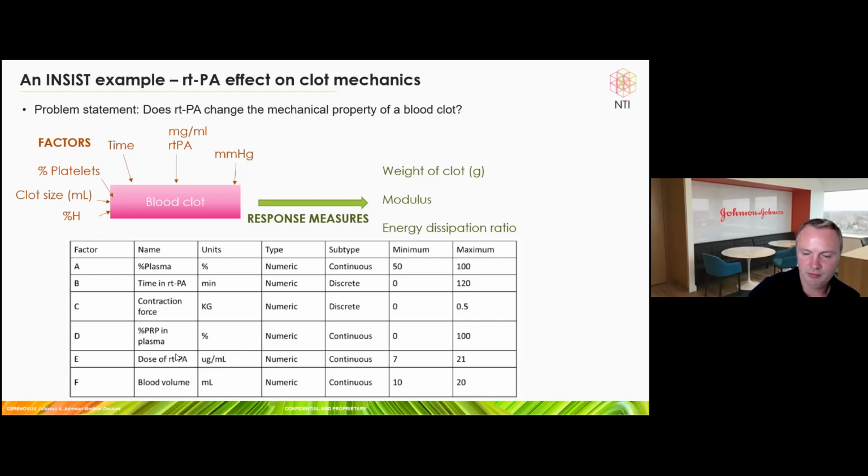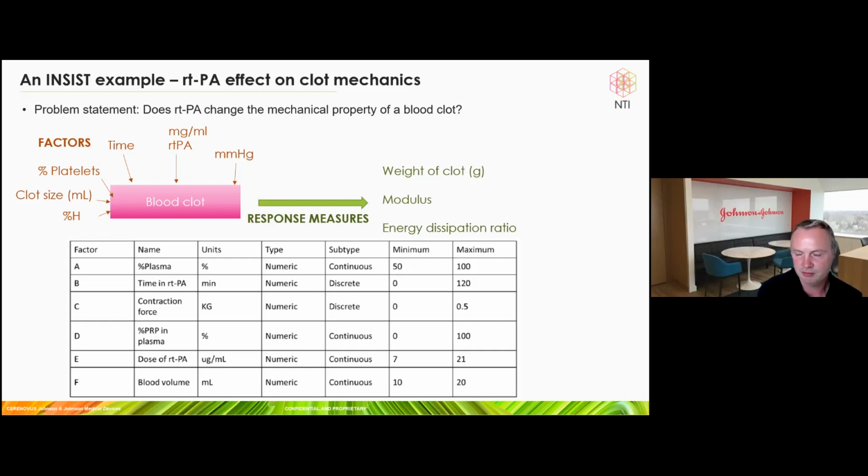The amount of platelets we control by varying the amount of PRP we used, so that's platelet-rich plasma. So within the percent plasma component, we vary the amount of platelets, from 0 to 100%. For the dose of TPA, clinically, patients are administered 14 micrograms per mil, so we went for 50% lower and 50% higher. And the blood volume was one we included as well, because we felt big clots come in all sizes. And potentially that was something that might affect the measurement.